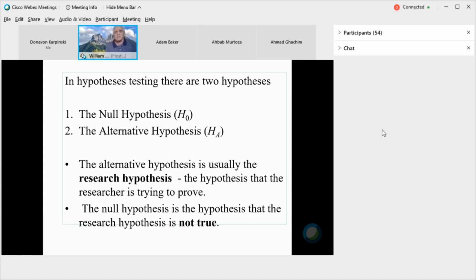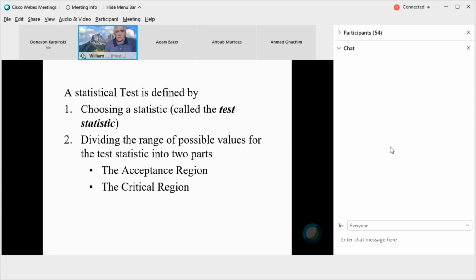The null hypothesis is the hypothesis that the research hypothesis is not true. You try to prove the alternative hypothesis, the research hypothesis, by disproving the null hypothesis. That's one reason they call it the null hypothesis. You try to nullify it.